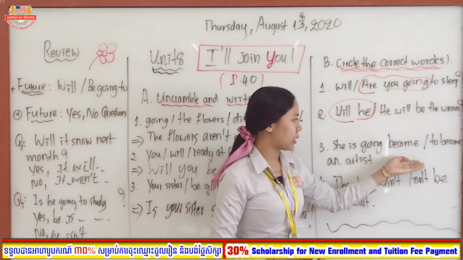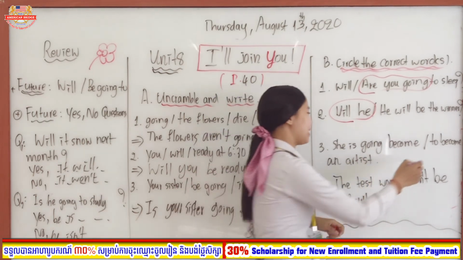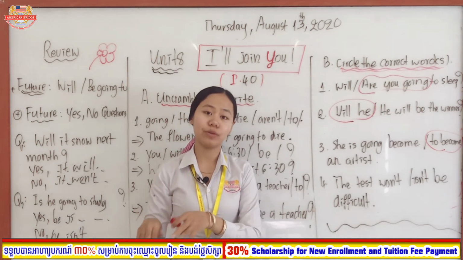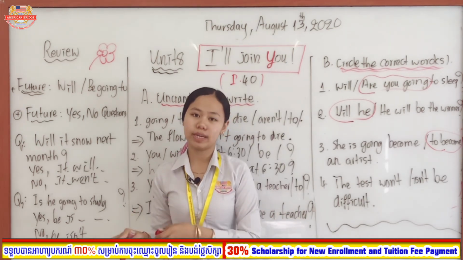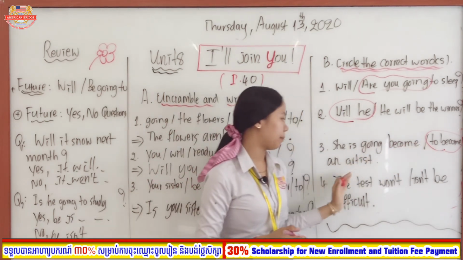How about number 3? She is going to become or she is going become? It's very easy, right? So, to become, because she is going, and then after going we need to have to, right? So she is going to become, not she is going become. She is going to become an artist.